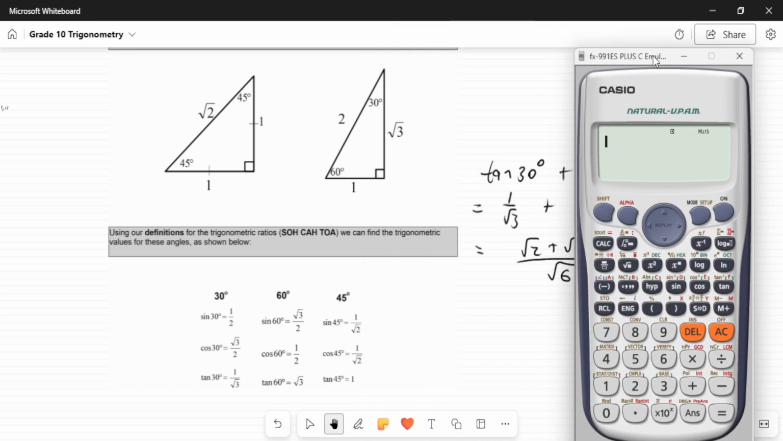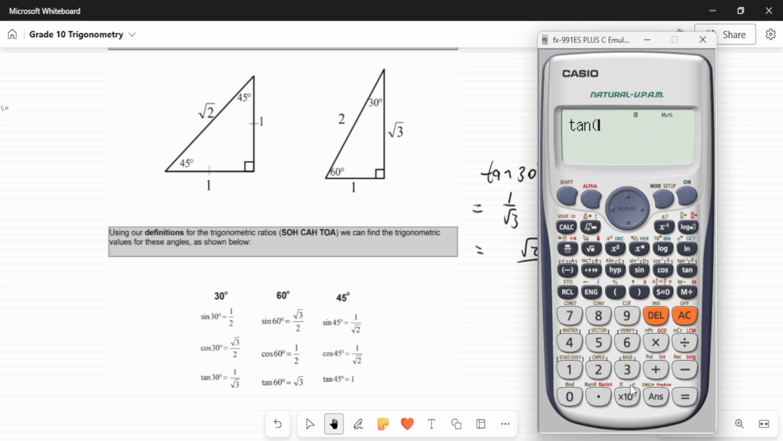Alright, I just want to prove something to you. See if you use the calculator. If I put in here tan of 30. Tan of 30 is what? Root 3 over 3.